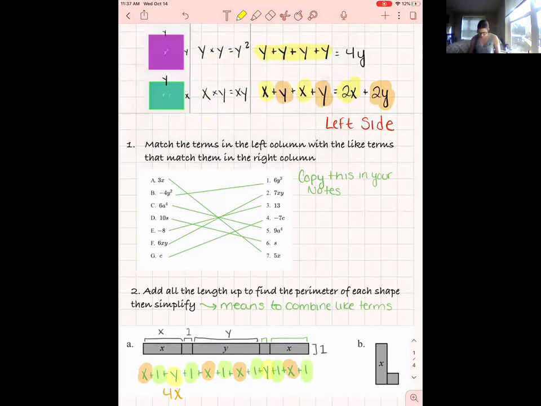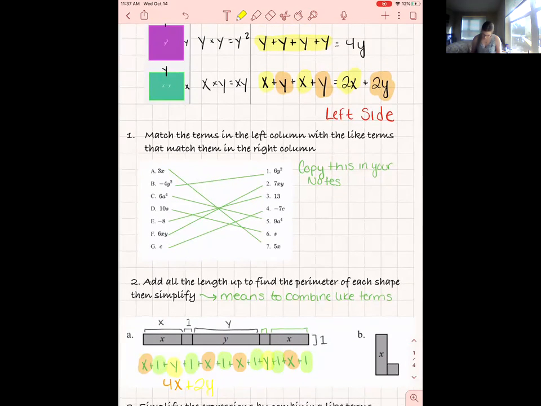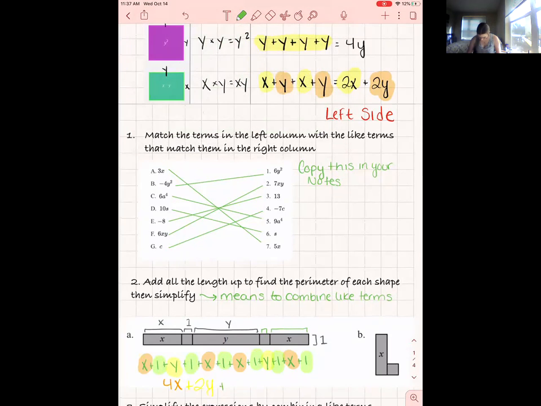Then I can say I've highlighted 2 y's, so I can rewrite that as 2y. And then lastly, I highlighted 1, 2, 3, 4, 5, 6 ones. So then I just write plus 6. So that's the full to the simplified.